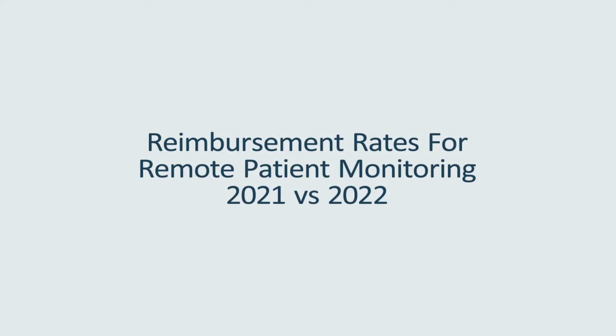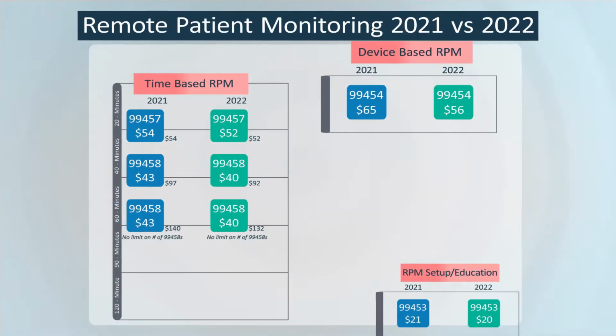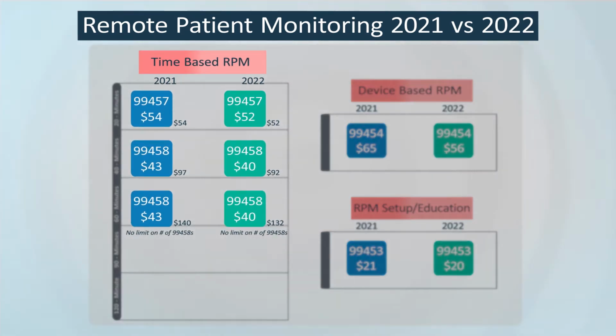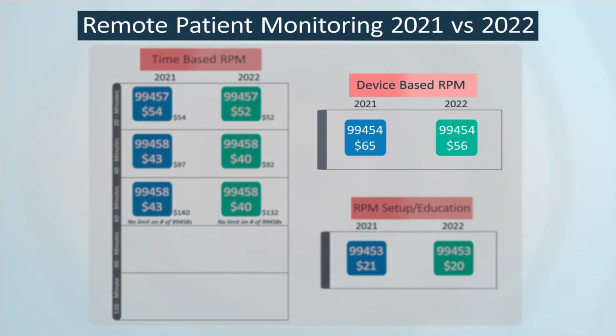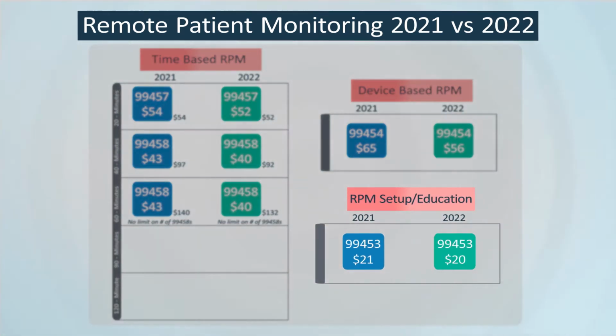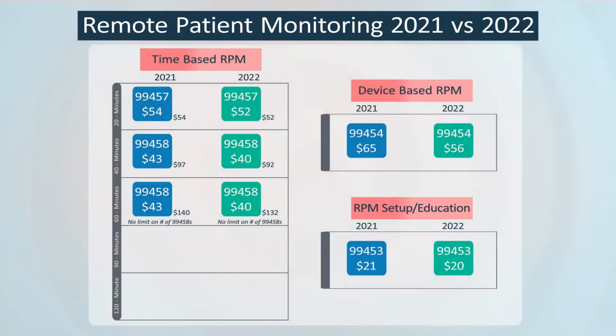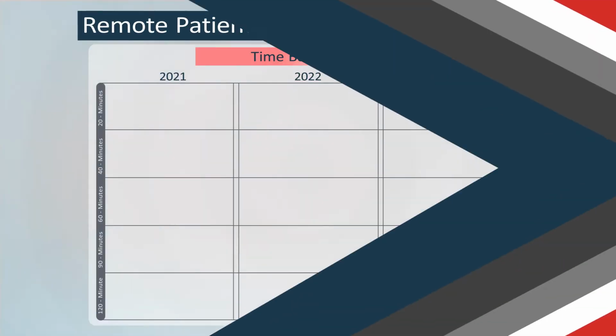The Remote Patient Monitoring Program is based on several sets of codes. There's a time-based RPM code, where you have to get 20 minutes or 40 minutes or 60 minutes per month. There's also device-based codes, where you supply a patient a device and have a minimum number of readings per month. There's also a code for setup and education. Let's look at the time-based RPM codes first.